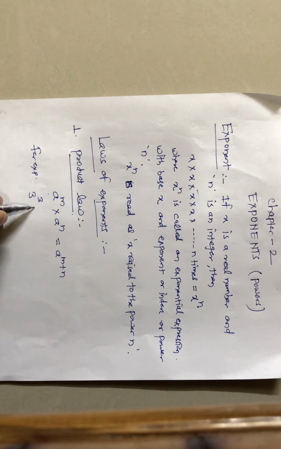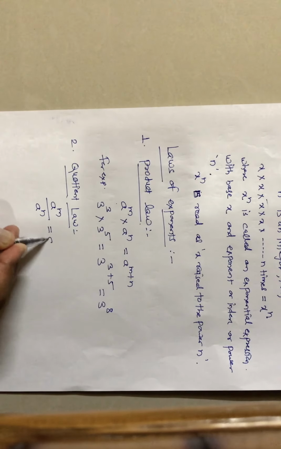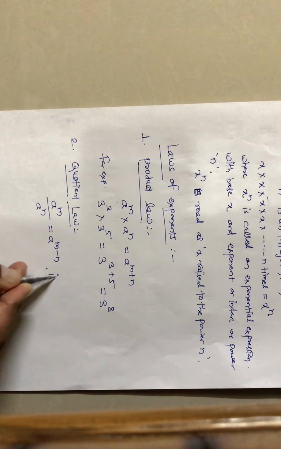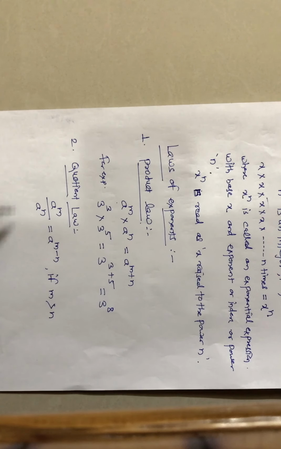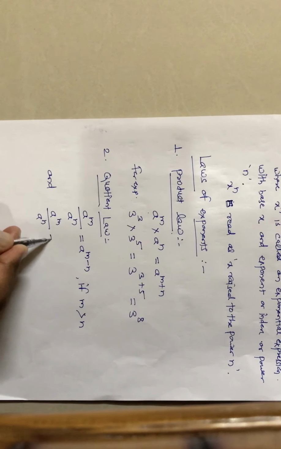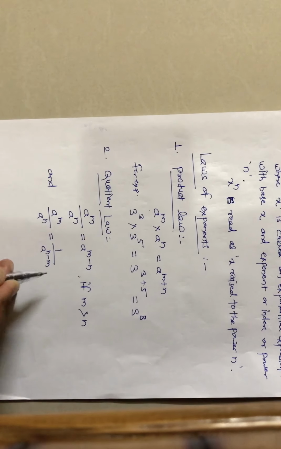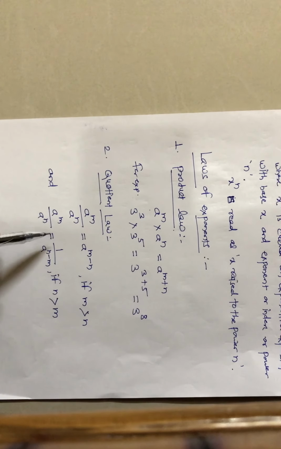Now we'll see the second law, quotient law. a raised to m divided by a raised to n is equal to a raised to m minus n if the power m is greater than the power n, and a raised to power m divided by a raised to the power n is equal to 1 upon a raised to n minus m if n is greater than m. So these two laws are the quotient law.